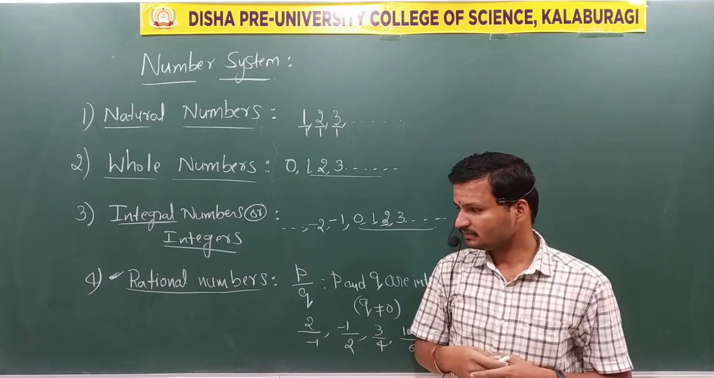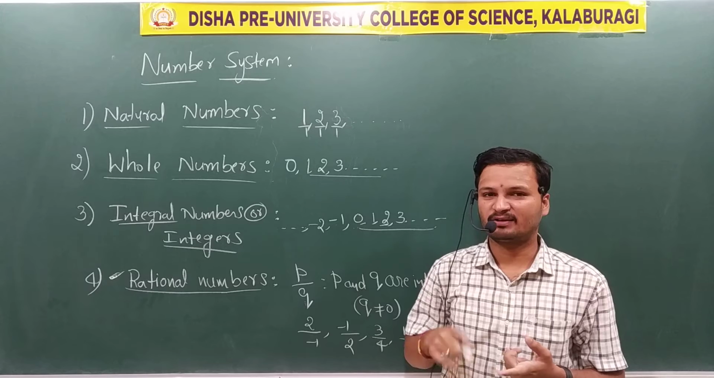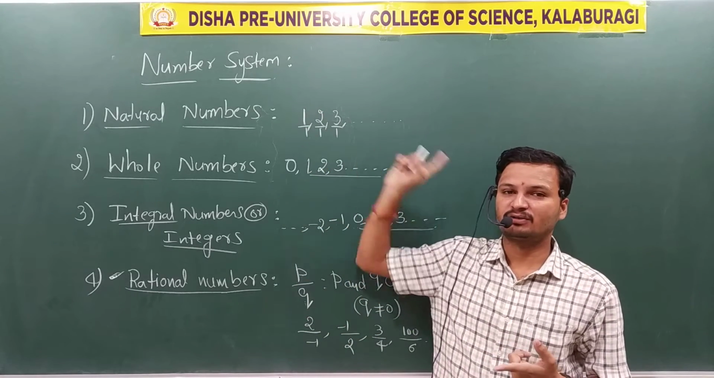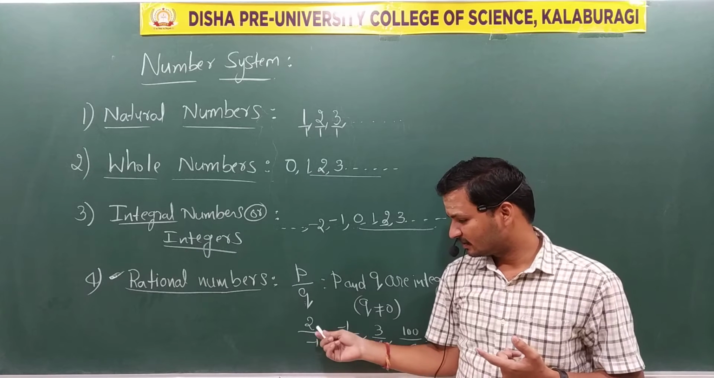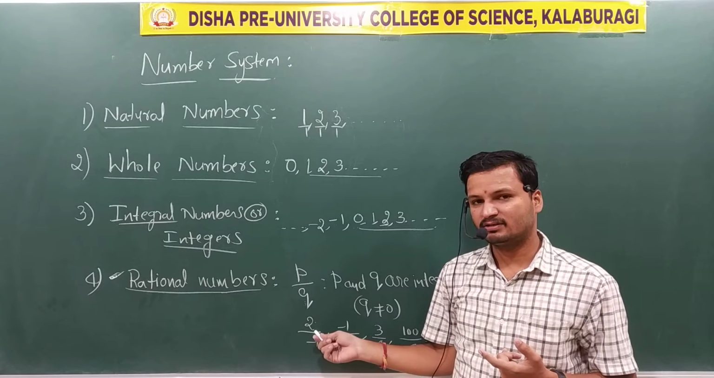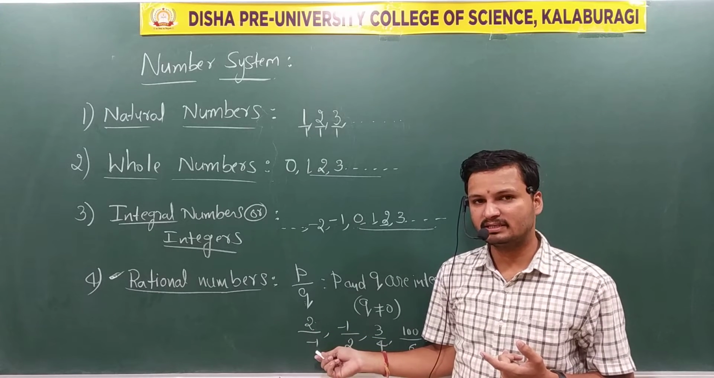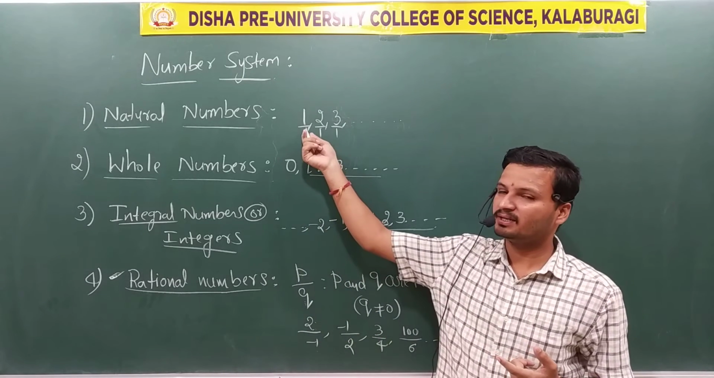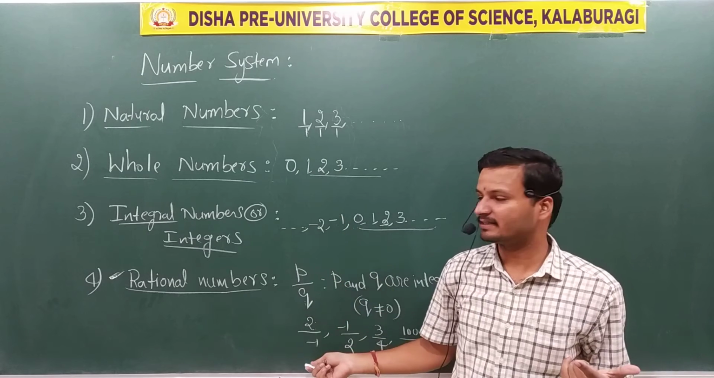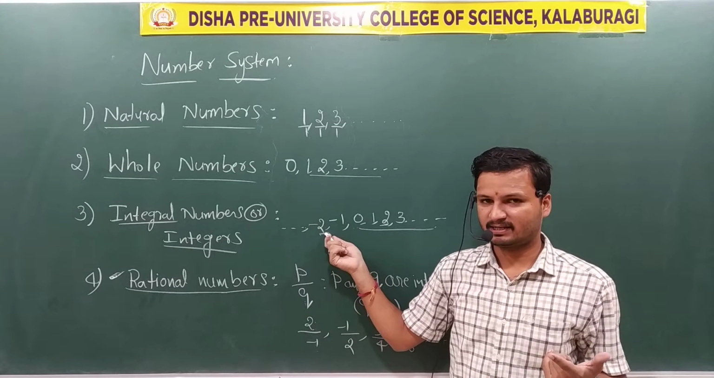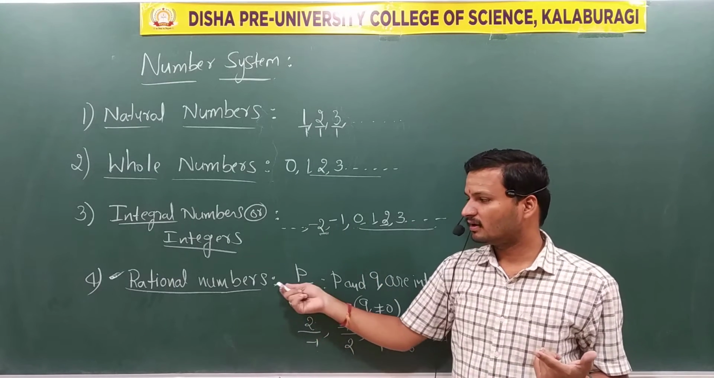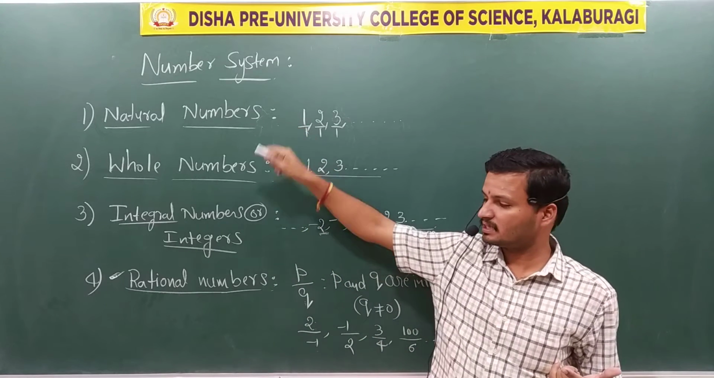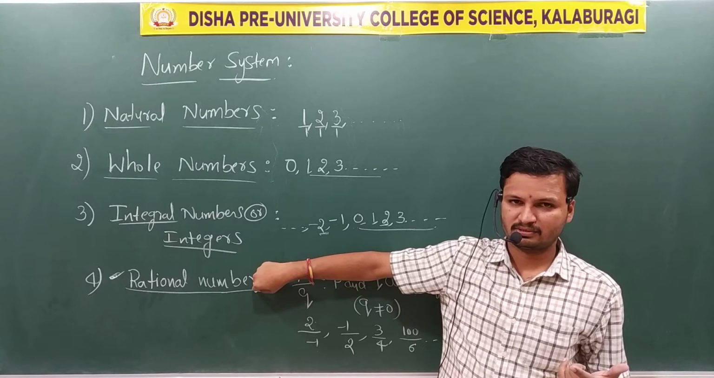Okay, but the converse is not true. Converse means all rational numbers need not be natural numbers, because see here 2 divided by -1 is -2, but -2 is not a natural number. No, it is an integer. Is it right? So all rational numbers need not be natural numbers, but all natural numbers are rational numbers.